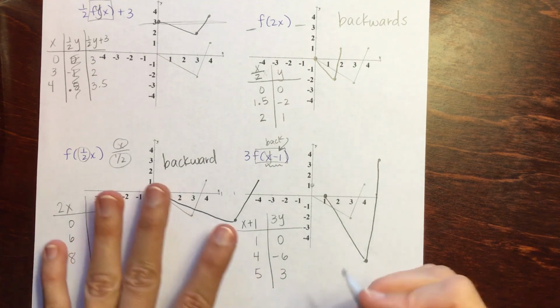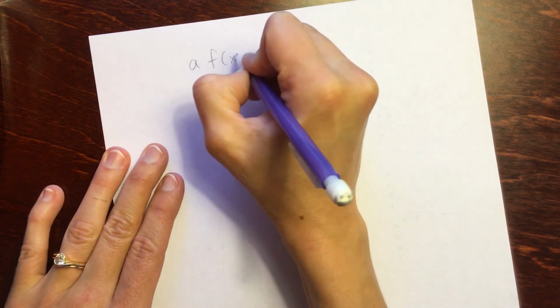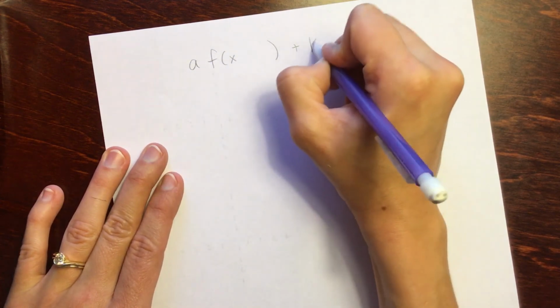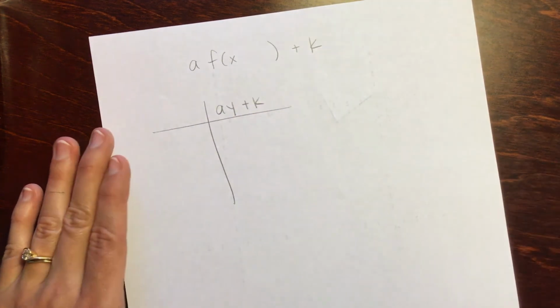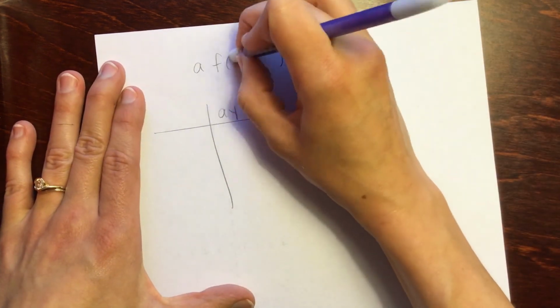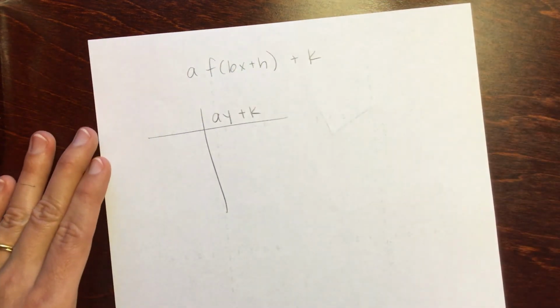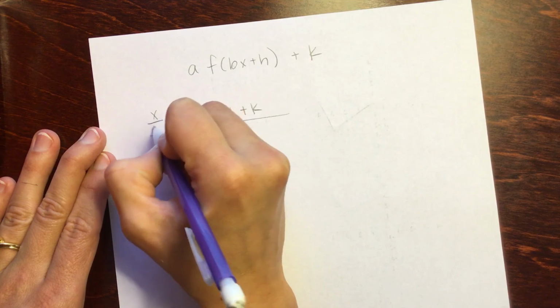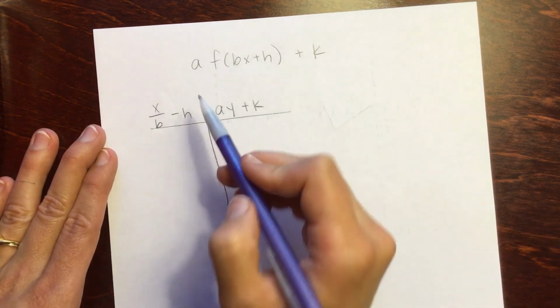So for all of these, anything in front, you're going to multiply with your y values, so a y plus k, straightforward. And then anything inside your parentheses, you're going to do the opposite of. So I would divide by b in this case and subtract h, and you'll do that to your x values.